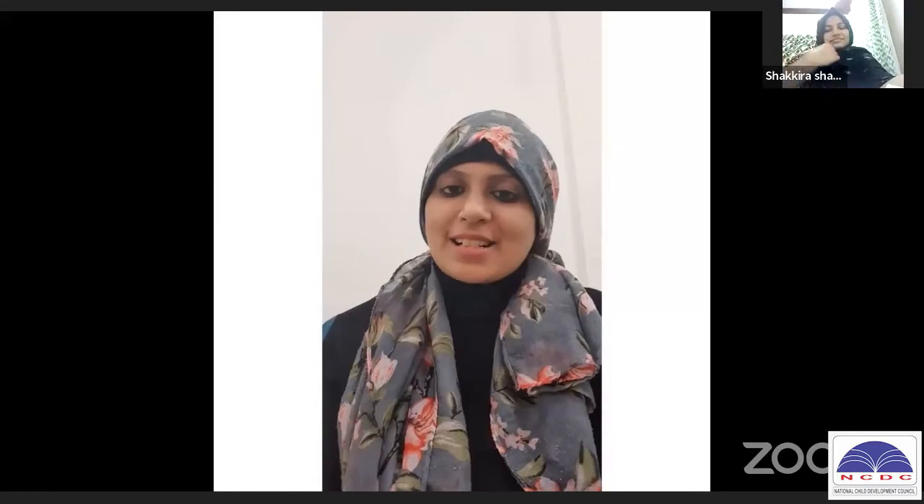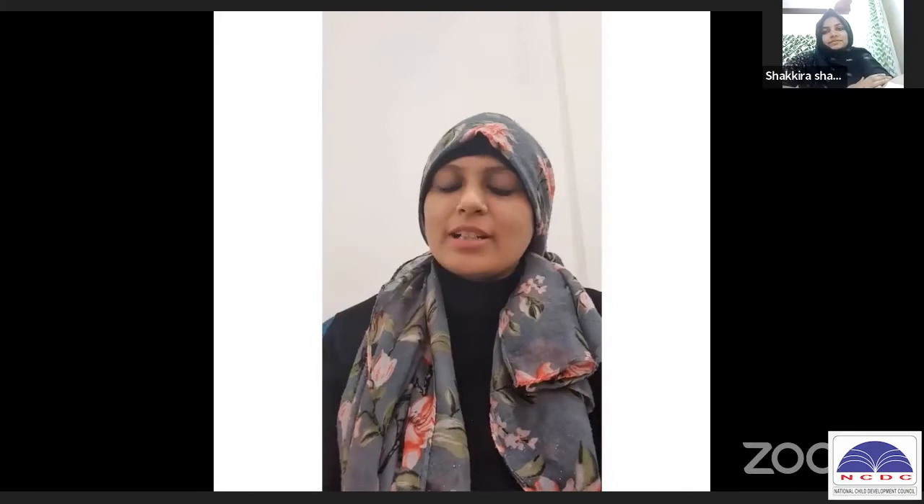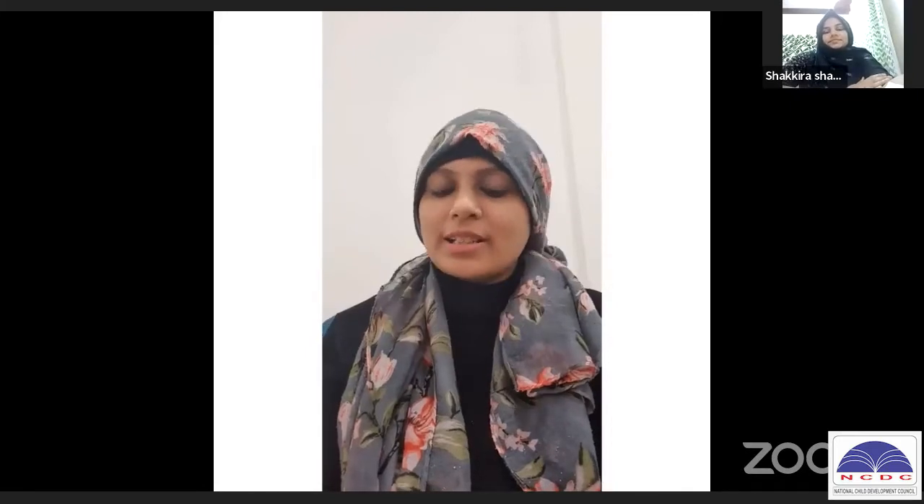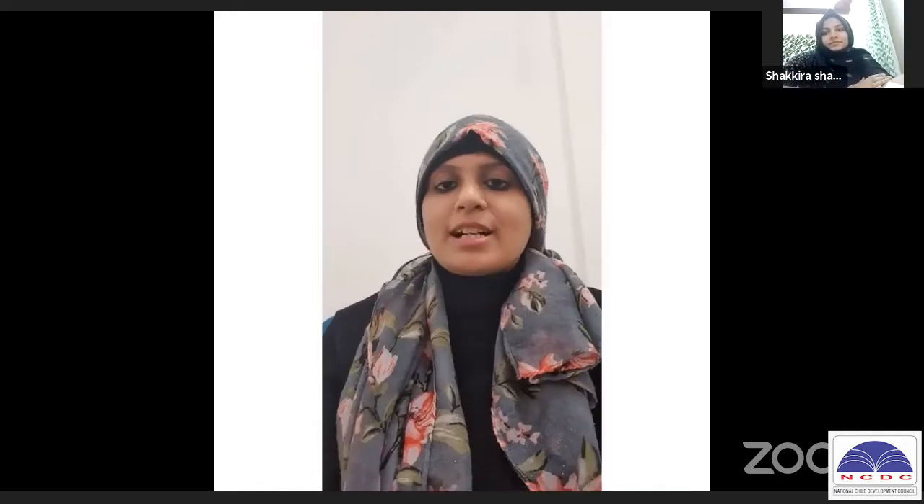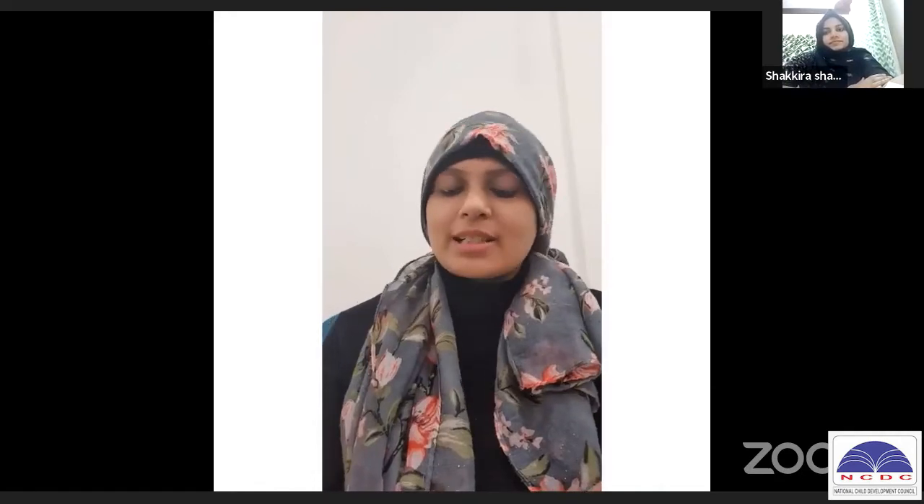So I would like to share some interesting and important sensorial apparatus and its benefits. I think you all know about pink towers and brown stairs, right? The pink tower consists of 10 pink cubes of different sizes, and the brown stairs consist of 10 cuboids with equal length and height difference. By using both of these sensorial apparatus, they can identify the size difference.